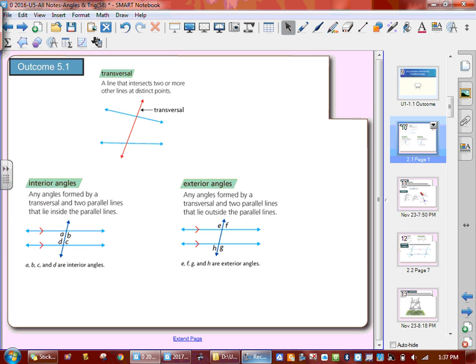So first of all, when we deal with parallel lines, we deal with what's called a transversal. So that's our first definition. A transversal is any line that will cut through two or more other lines. So it's going to intersect other lines, okay? Phones down, following along your notes, please.